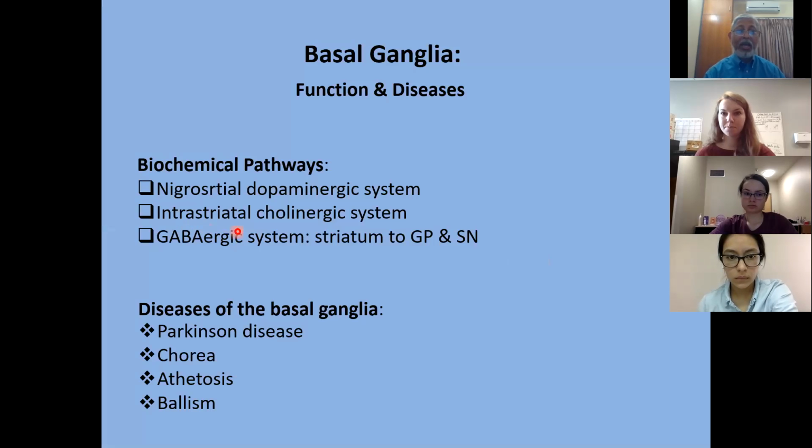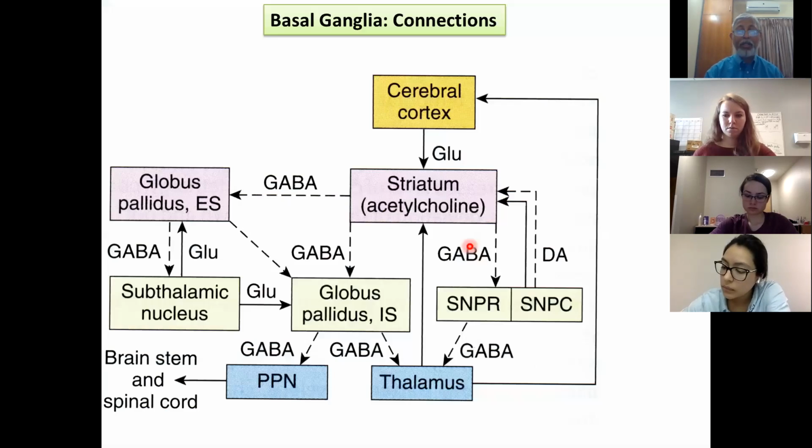Now, the intrastriatal cholinergic system. Within the striatum itself there are two components, right? Within themselves, they secrete acetylcholine. So that system is cholinergic. You don't have to get into that one. But this one is important, the GABAergic system, which is striatum to globus pallidus and substantia nigra. Look at this one. Striatum to globus pallidus internum, and striatum to substantia nigra, and striatum to globus pallidus externum.